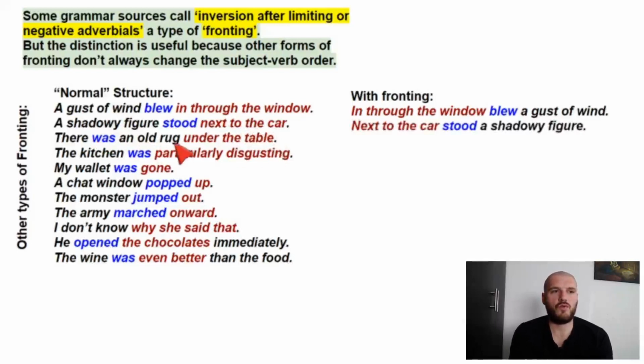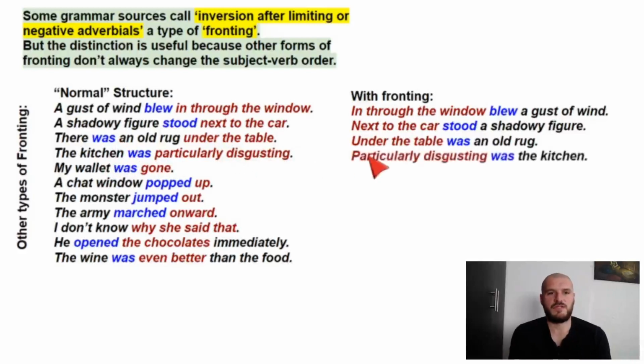There was an old rug under the table. So we can also use fronting for there was, there is, there are, there were. Under the table was an old rug. We don't have to say there. The kitchen was particularly disgusting. Particularly disgusting was the kitchen. My wallet was gone. Gone was my wallet. That's a past participle.